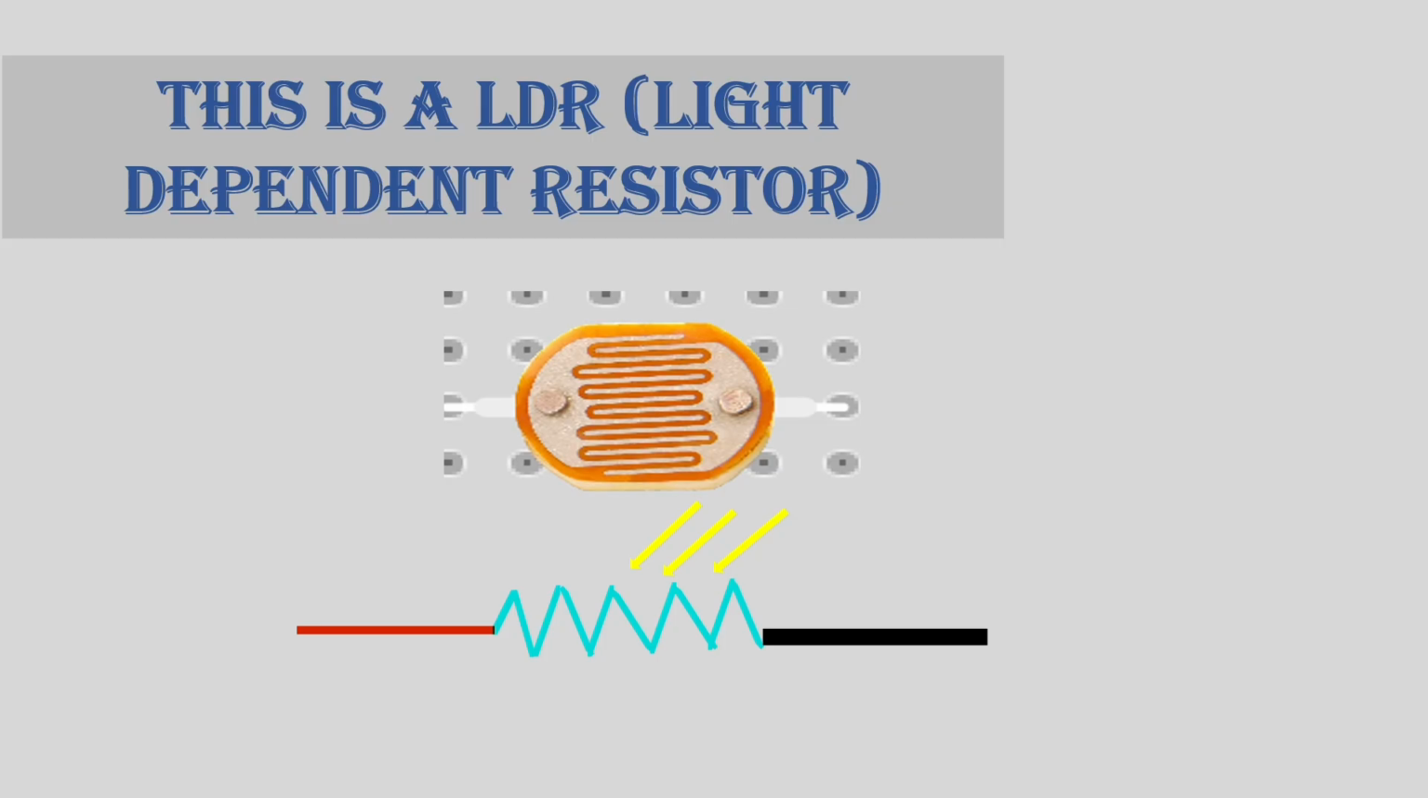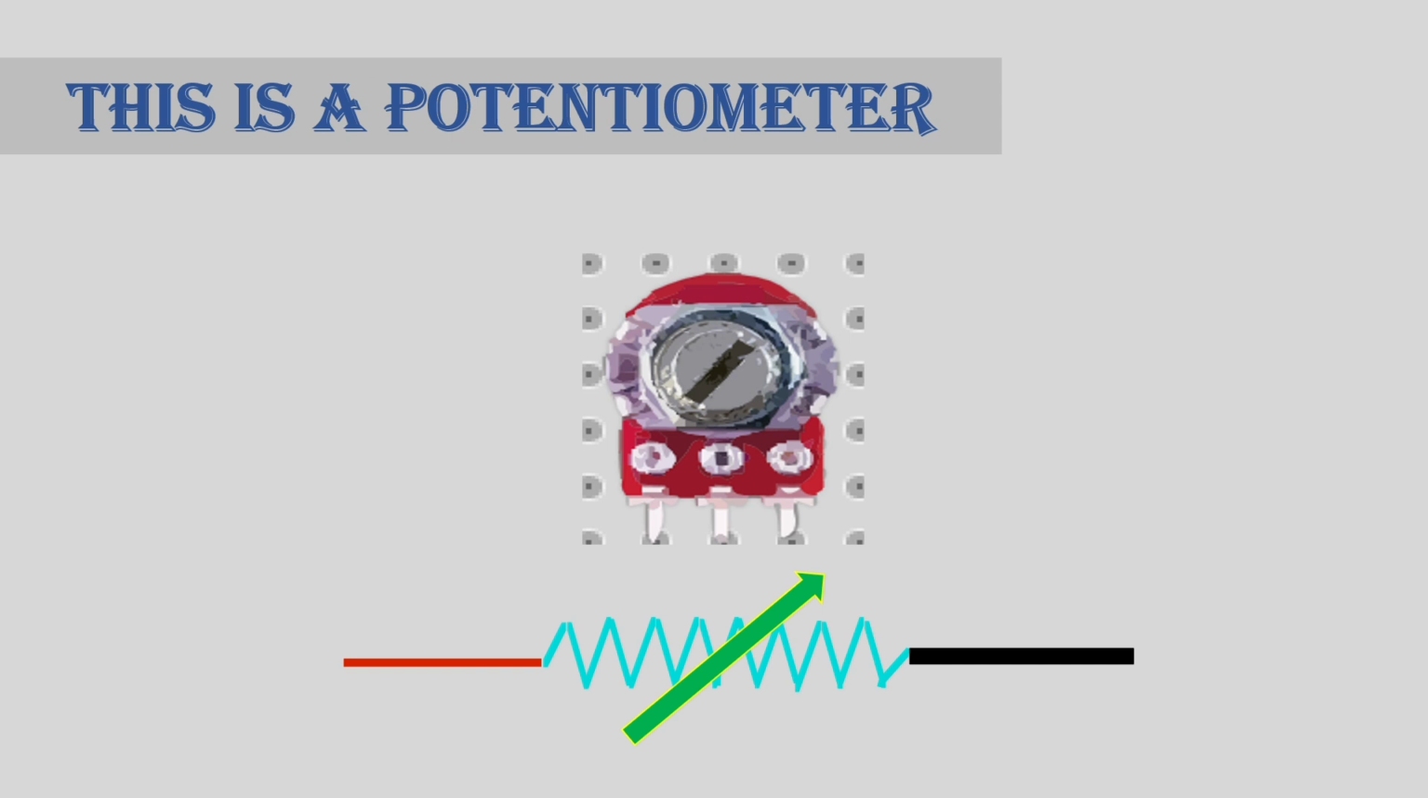This is a light-dependent resistor, whose resistance increases and decreases with light intensity. Here is its symbol. This is a potentiometer. It is also called a variable resistor because its resistance can be varied by adjusting the knob. Here is the symbol with an arrow crossing over.